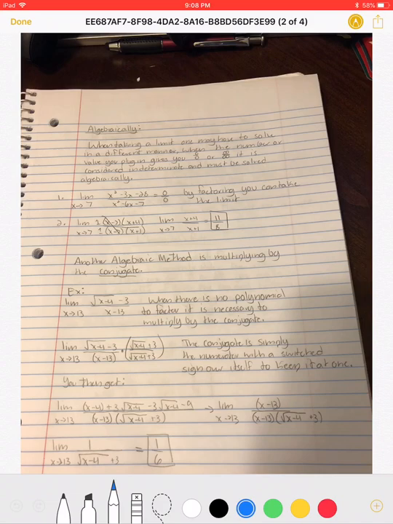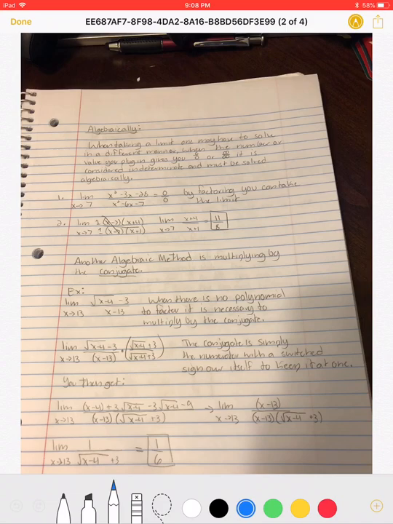The more complex method of taking a limit is algebraically. When taking a limit, one may have to solve in a different manner. When the number or value you plug in gives you 0 over 0 or infinity over infinity, it is considered the indeterminate form and must be solved algebraically.